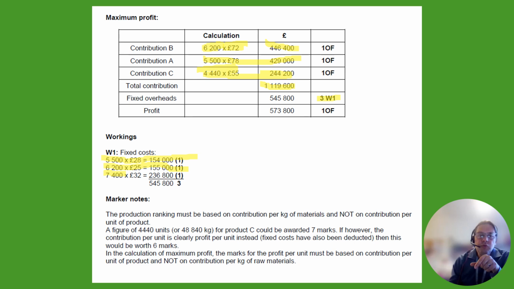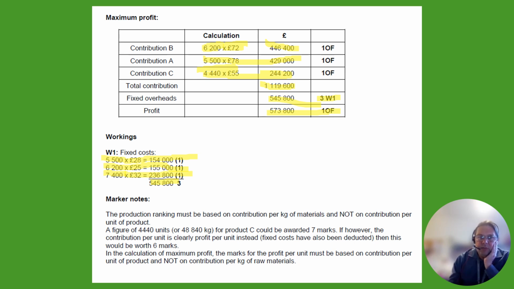Now, fixed costs do not change with output. So the fact that we've had to reduce our production to 4,440 doesn't change anything. We would still have a £236,800 fixed cost, irrespective of what happens. And so therefore, we will include that. We can't go 4,440 times 32. That's the incorrect figure, so just keep that in mind. Fixed costs do not change with output. So that's why you get 3 marks for the 545,800. Then we take that away from the contribution. You get an own figure profit for the year.